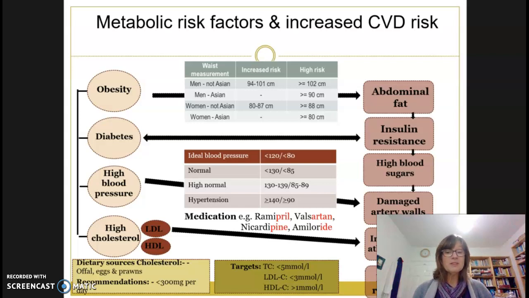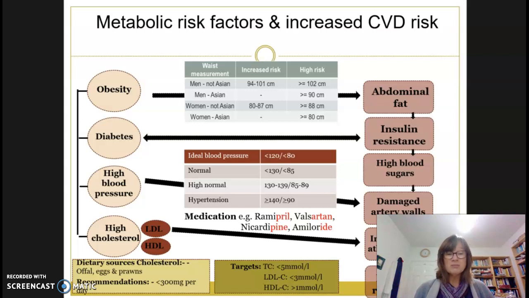So we've got obesity, we've got type 2 diabetes, which is related to insulin resistance, which is of course related to obesity, particularly abdominal obesity. We have hypertension, which is leading to damaged artery walls, so that impacts also on the atherosclerosis, which poor diet does as well, or the high cholesterol levels, which are genetic as well as dietary related. So we've got all of those things to consider.